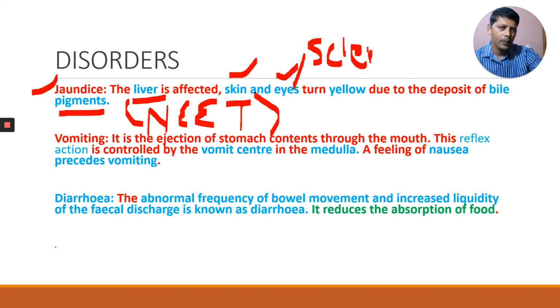Sclera of the eye turns yellow. And next disorder is vomiting.